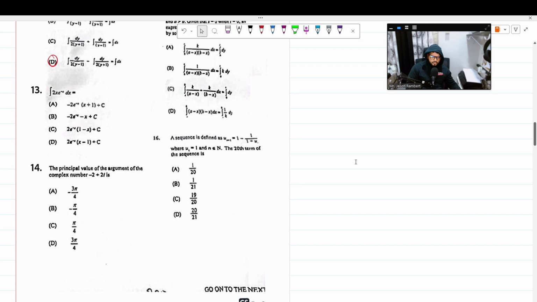The integral of 2x e to the minus x. This is a repeat question literally from the year before. I'll still do it again. This is u. This is dv, sorry.